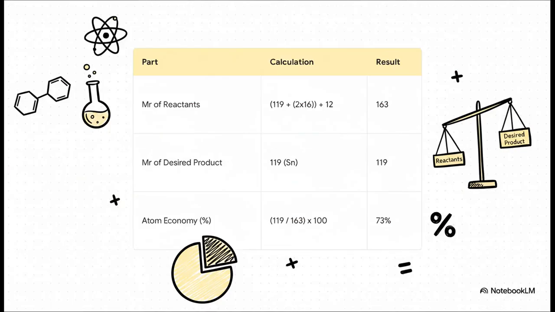Let's crunch the numbers then. The total mass of our reactants is 119 for the tin, plus 2 16s for the oxygen, plus 12 for the carbon, which gives us a total of 163. The mass of the desired product, the tin, is just 119. So we do 119 divided by 163, multiply by 100, and that gives us our answer, 73%.